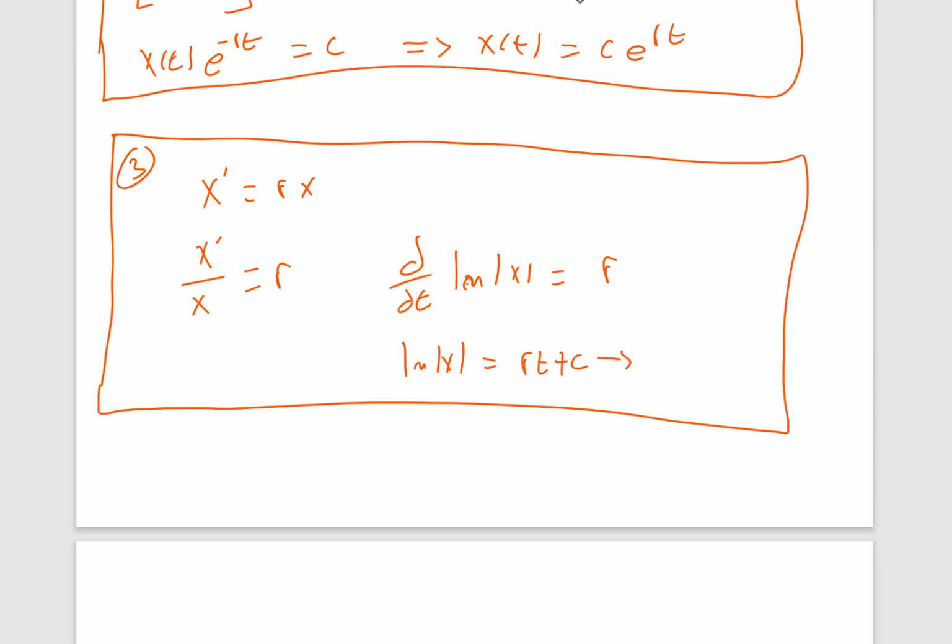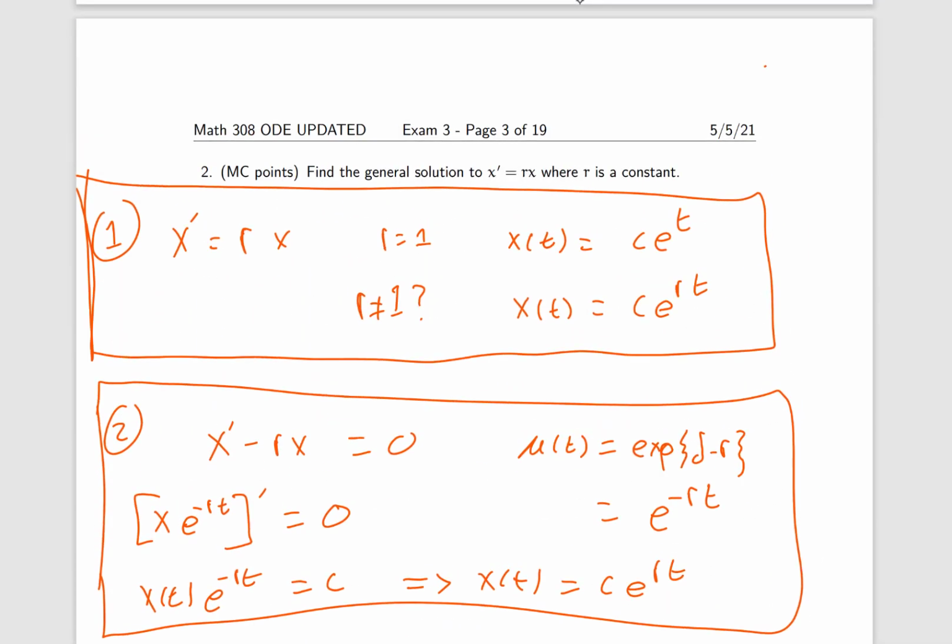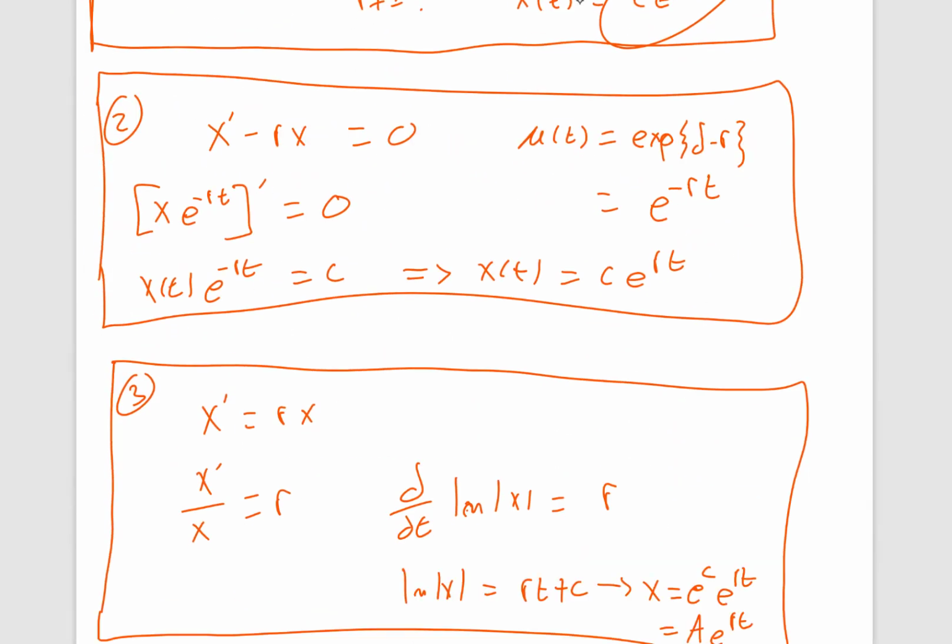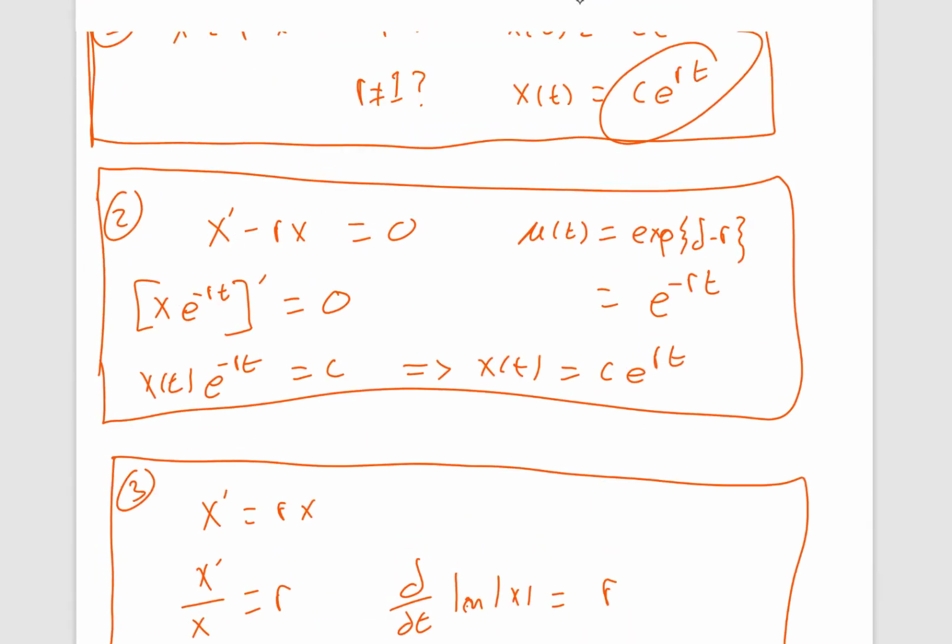We raise both sides to the power of e. We get x is equal to some constant. Usually we write e to the c, e to the rt, and then usually we just say e to the c is equal to some other constant, a, so x equals a e to the rt. Okay, so there you go. Three different methods for solving what should be a very elementary differential equation. This is a gimme type equation. It should be automatic. You should just look at x prime equals rx and know that the general solution is that. Here are three ways to think about solving this differential equation.